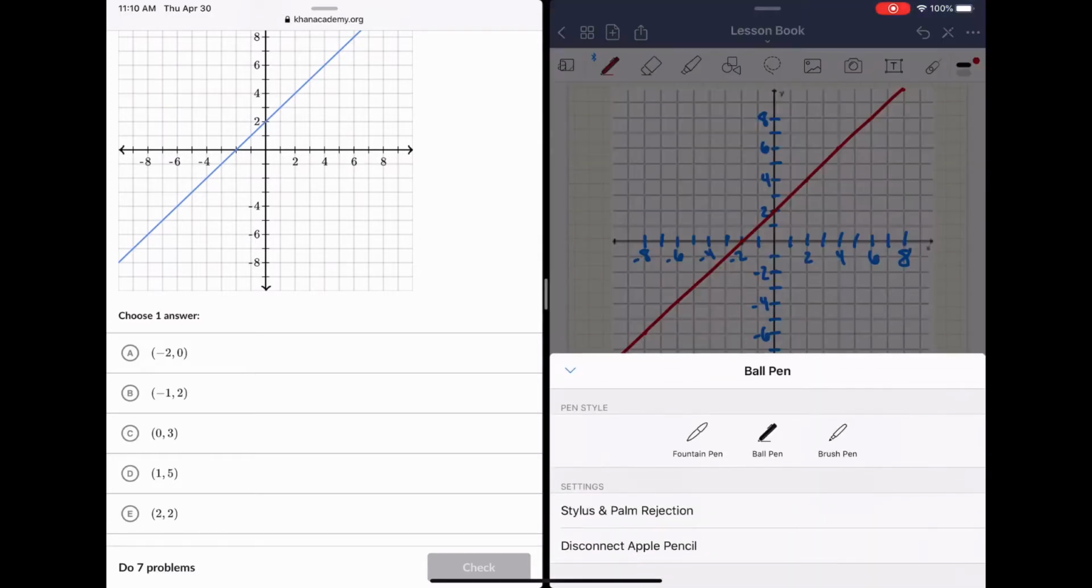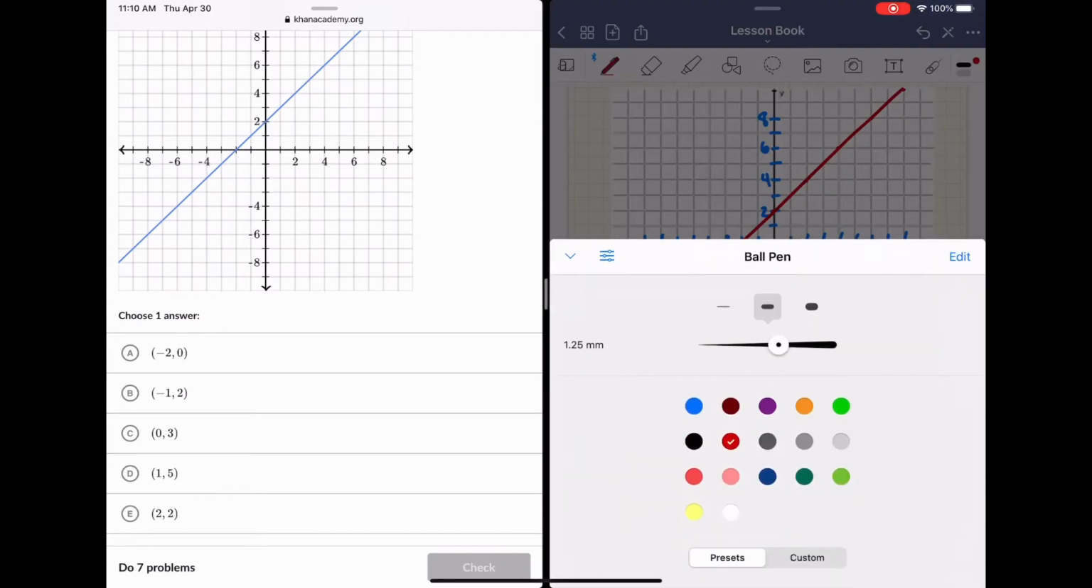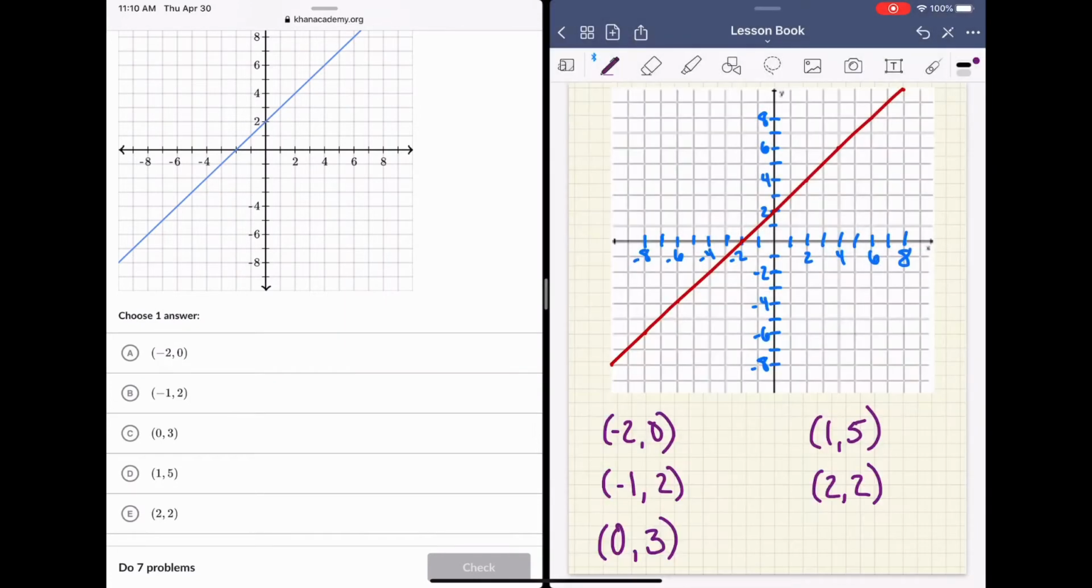So let's remember that any point on a coordinate plane is written as an x, y coordinate. So our x is the first number, y is the second. So let's go ahead and start graphing these and just see if they come up on the line. First we'll do (-2, 0). Negative 2 on the x, 0 on the y is that point there, which does appear to be on the graph. So we'll put a check there.